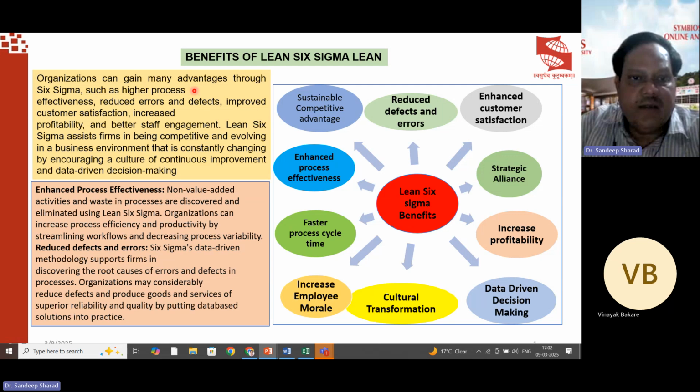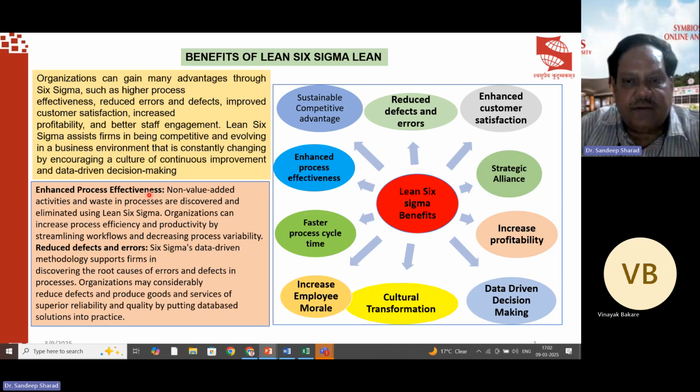Organizations can gain many advantages through Six Sigma, such as higher process effectiveness, reduced errors and defects, improved customer satisfaction, increased profitability, and better staff engagement. Lean Six Sigma assists firms in being competitive and evolving in a constantly changing business environment by encouraging a culture of continuous improvement and data-driven decision making.